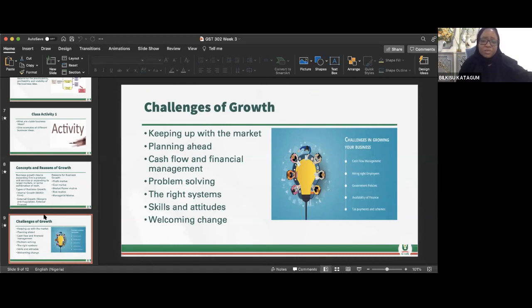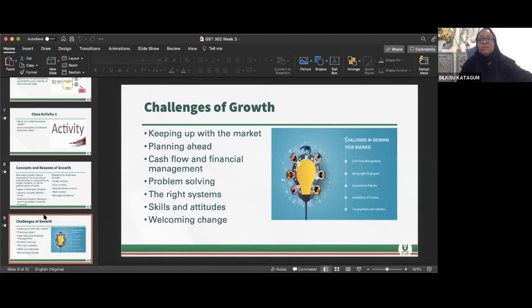Another challenge is the right systems. You may not have put the proper structure in place to accommodate the growth that is coming. Yes, you want to grow. Are your staff capable? Is your structure as a whole, the organization, capable of actually welcoming that growth that you want?